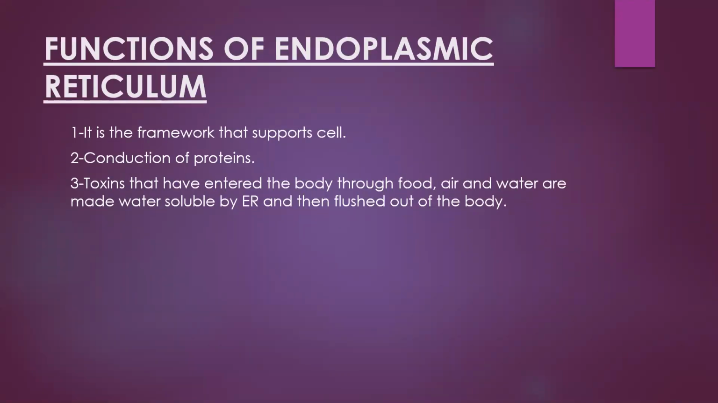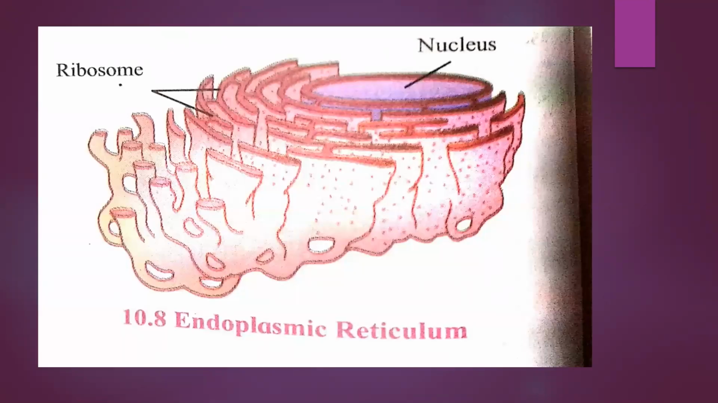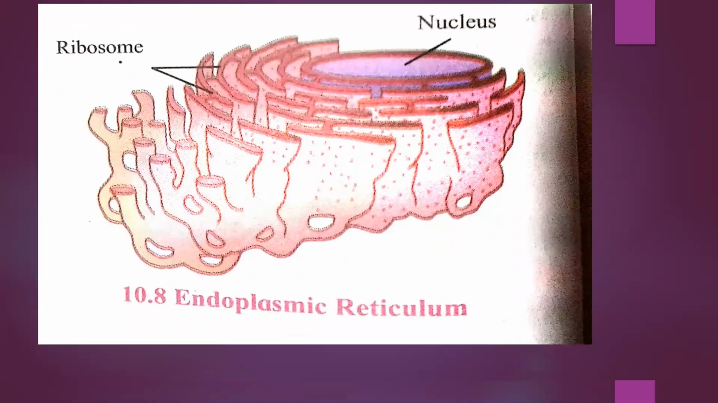Functions. It is the framework that supports the cell. Conduction of proteins, and toxins that have entered the body through food, air, and water are made water soluble by ER and then flushed out of the body. See, this is the image of endoplasmic reticulum, which contains nucleus and ribosome.